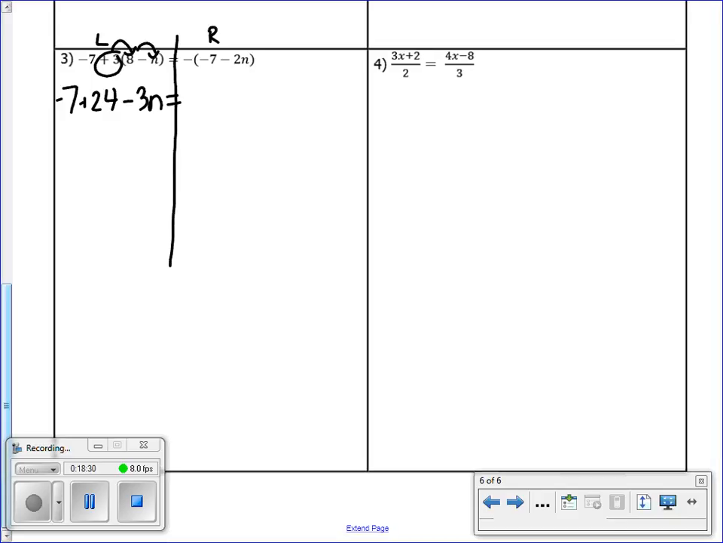Equals. We're going to take this negative sign. This is like a negative 1, and you're going to distribute negative 1 to the inside of the parentheses. Be very careful with your signs. Negative 1 times negative 7 is positive 7. Negative 1 times negative 2n is positive 2n. Now that we're here, we're going to ask ourselves on the left, what terms can I combine? On the left side, we can combine negative 7 and 24. This is going to give me 17 minus 3n equals 7 plus 2n.